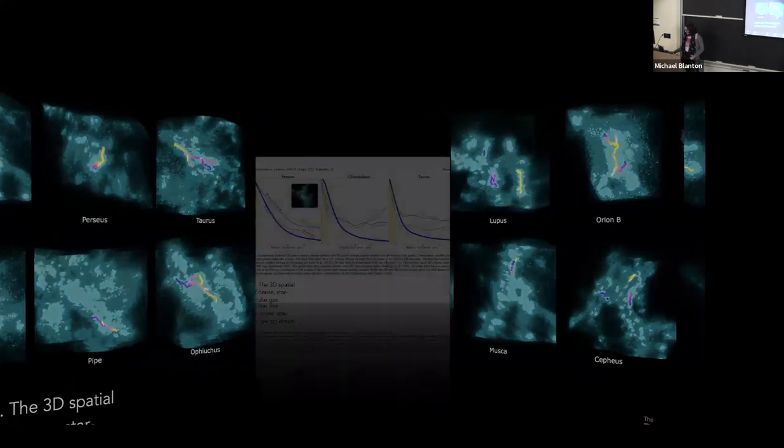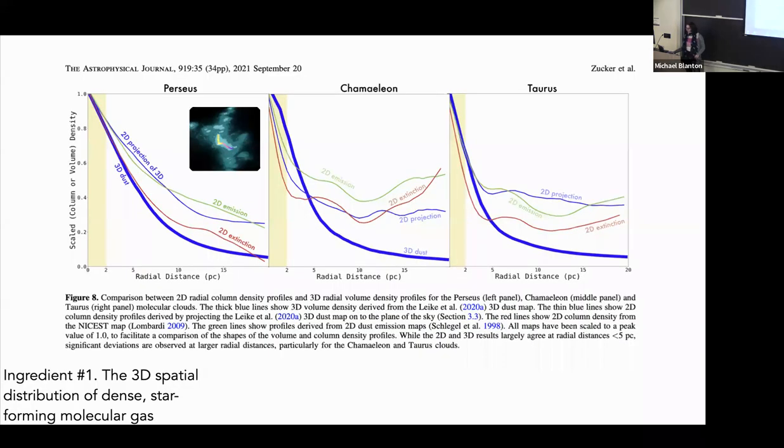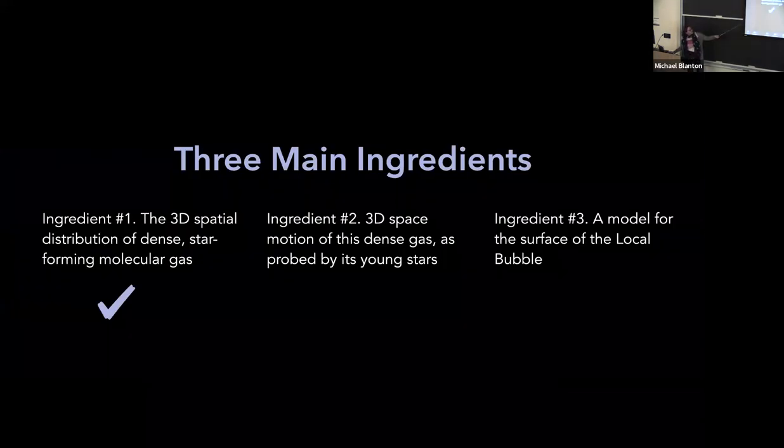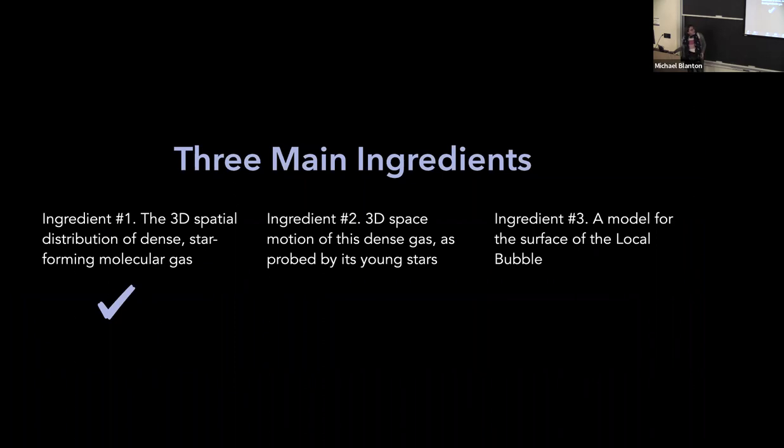Okay, so let me escape this for now. So we have our first ingredient, which is the 3D spatial distribution of all the gas near the sun. And the second ingredient we need is we actually have to know the motion of all of these gas clouds as well. And we're going to use that by using the motions of the young stars that are embedded in these gas clouds.